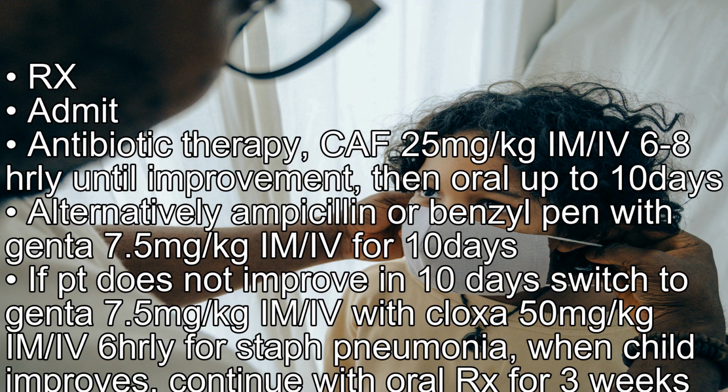Treatment: Antibiotic therapy, chloramphenicol 25 mg/kg every 6-8 hourly until improvement, then oral up to 10 days. Alternatively, ampicillin or benzylpenicillin with gentamicin 7.5 mg/kg every 24 hours for 10 days. If the patient does not improve in 10 days, switch to gentamicin 7.5 mg/kg with cloxacillin 15 mg/kg IM every 6 hours for staph pneumonia. When the child improves, continue with oral treatment for 3 weeks.